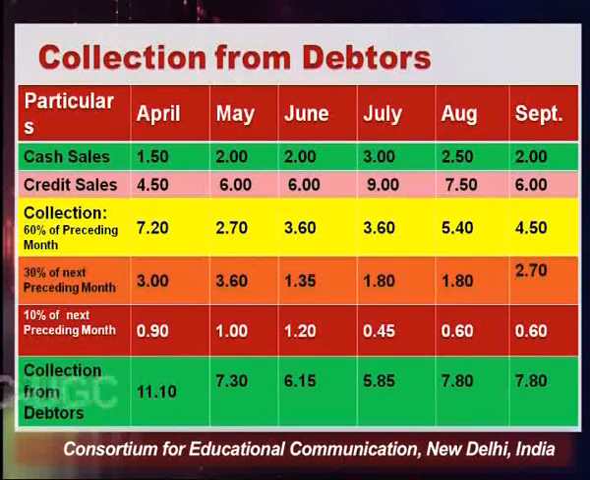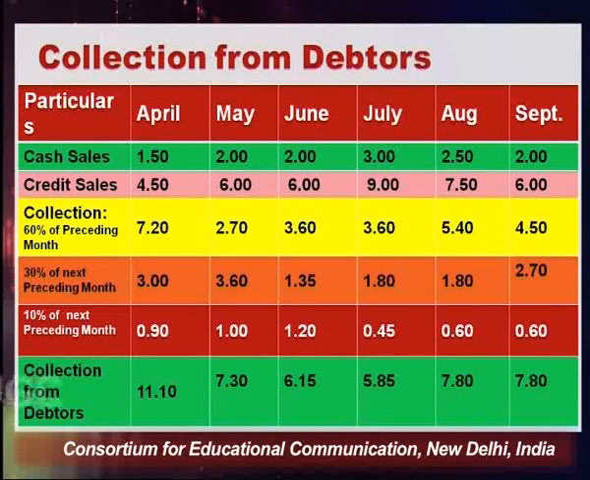After writing the cash and credit sales, let's go for writing the collection policy, the amount which is to be collected from debtors: 60% of the preceding month. Remember, this collection is to be received from the credit sale only. So 60% of this amount is supposed to be received in the next month, 30% in the month after, and 10% in the subsequent month, that is, of the preceding months.